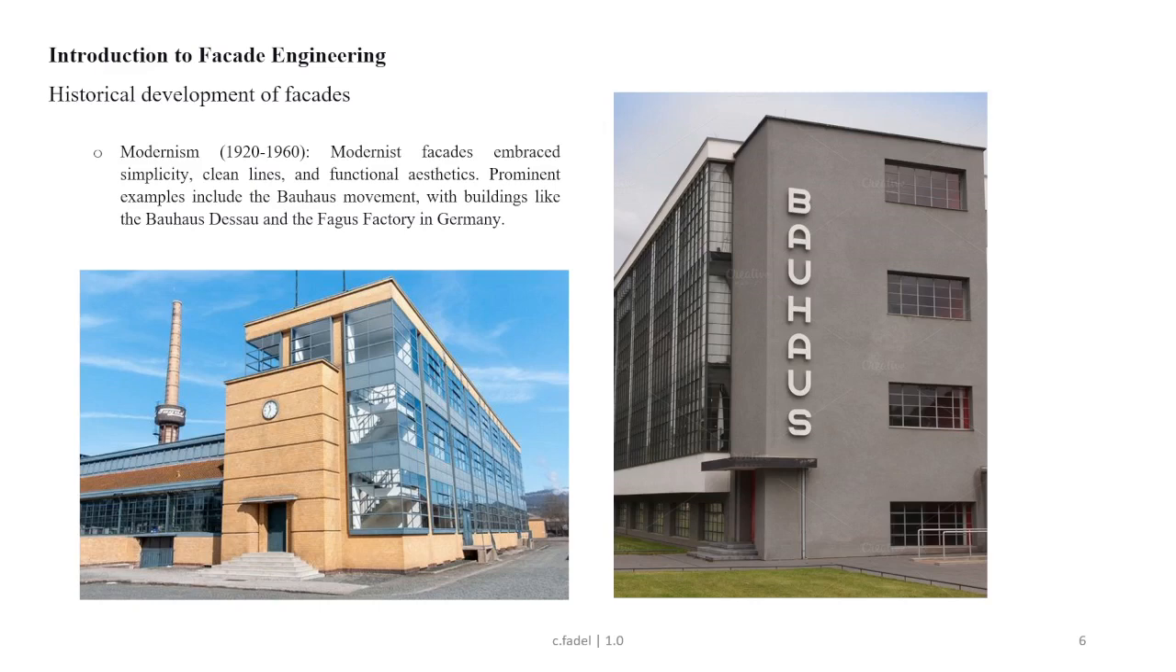Similarly, the Fagus Factory also employs a sleek design with continuous glass walls and a lack of superfluous ornamentation, of course, focusing on efficiency and clarity. This design highlighted the modernist commitment to straightforward and purposeful architecture in the facade.